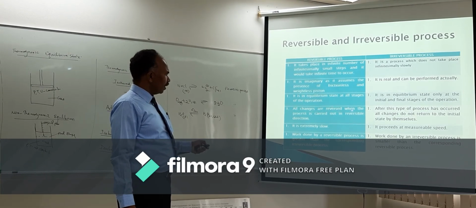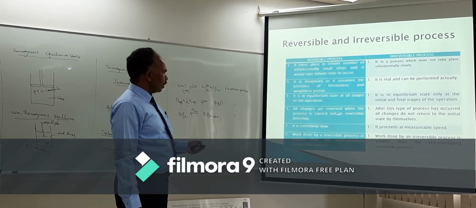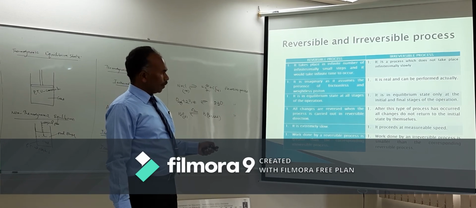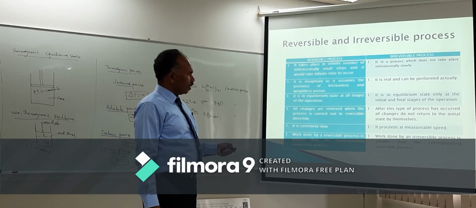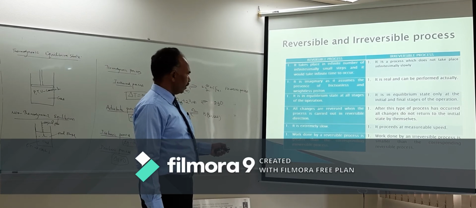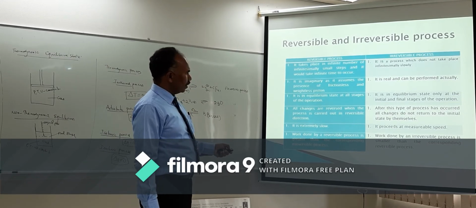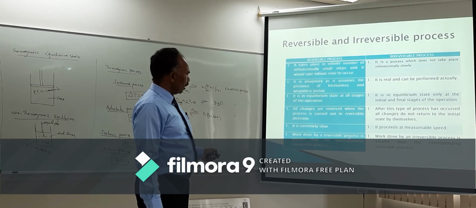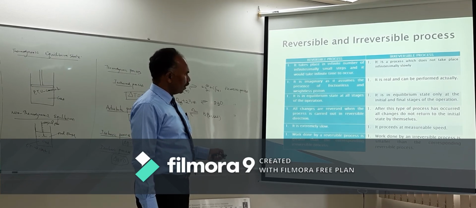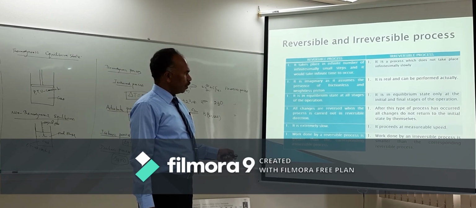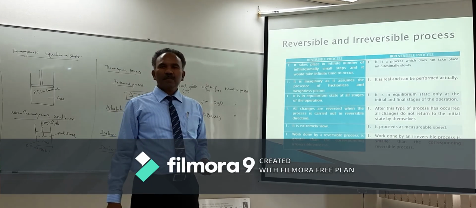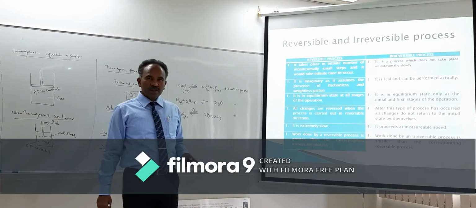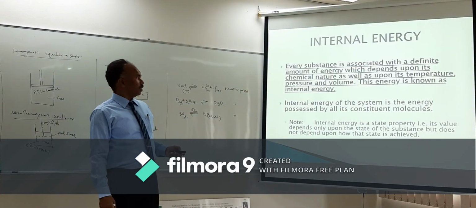In a reversible process, all changes are reversed when the process is carried out in the reverse direction. After an irreversible process has occurred, the changes do not return to the initial state by themselves. A reversible process is extremely slow, while an irreversible process proceeds at a measurable speed. Work done by a reversible process is greater than the corresponding irreversible process. Work done by an irreversible process is smaller than the corresponding reversible process. So these are the differences between reversible and irreversible processes.